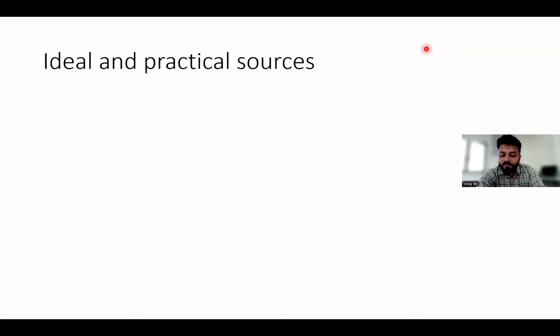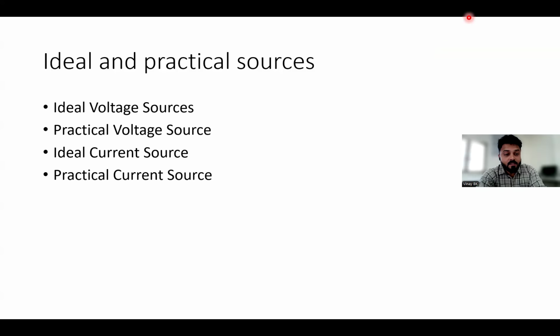Practical sources means both the sources, voltage and current sources, have internal resistance. For the voltage source, the internal resistor is connected in series to the voltage source. For the current source, that internal resistance is connected in parallel to the current source across the load. So you should know there are four types of sources: ideal voltage source, practical voltage source, ideal current source, and practical current source.